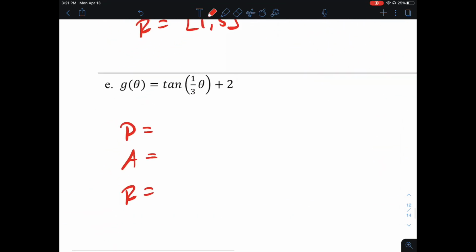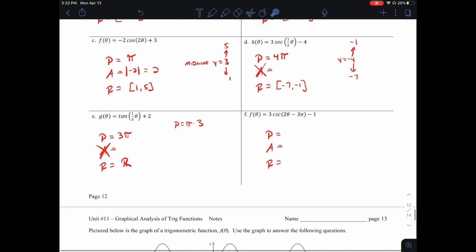to -1. G, tangent once again goes up and down forever. It has no amplitude. The period for tangent is pi. This 1/3 is a horizontal dilation by 3, so the period's 3 pi. The range, tangent goes up and down forever. And us translating the graph up 2 isn't going to change that, so it's all real numbers.